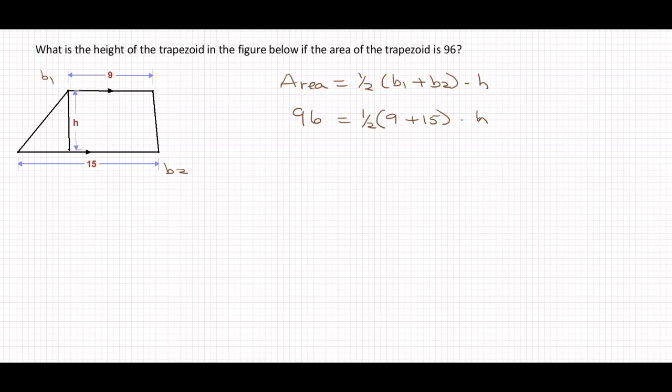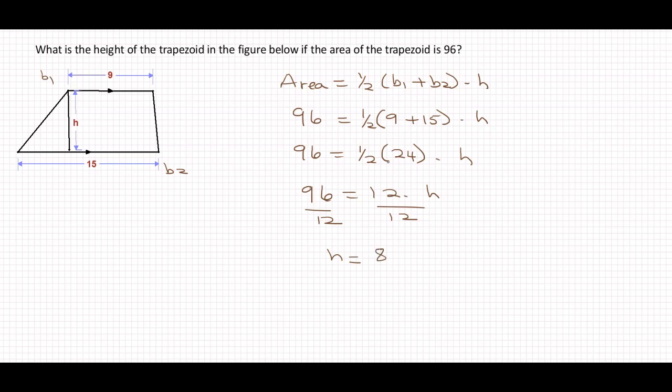So what I can do here is I can multiply both sides by 2. That's an option, but let's not do that. So 96 is 1/2. 9 plus 15 is 24. And the only reason why I did not do that is because I knew I was going to get an even sum here multiplied by H. So 96 is half of 24 is 12 multiplied by H. We divide both sides by 12. So your height is equal to 8.